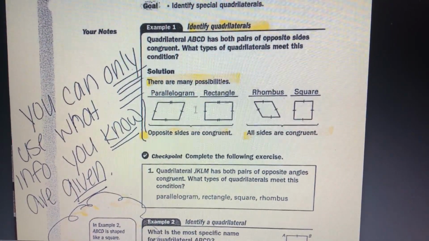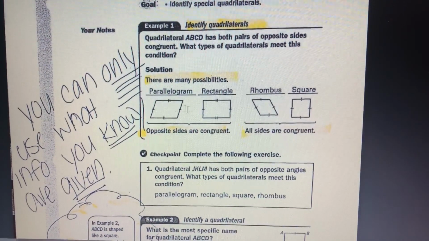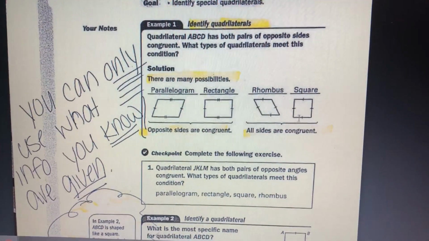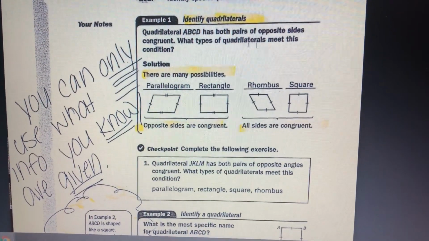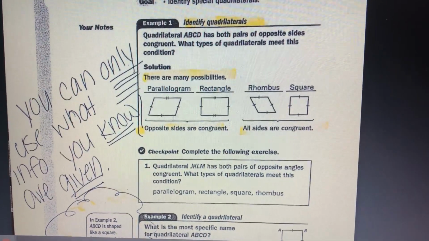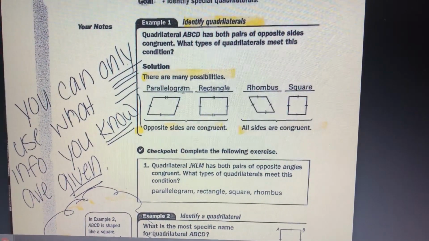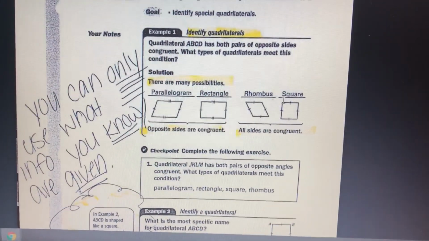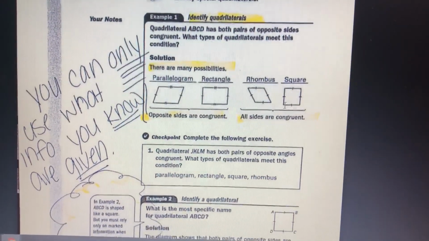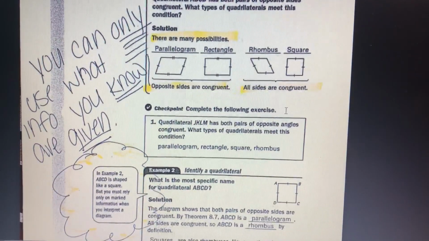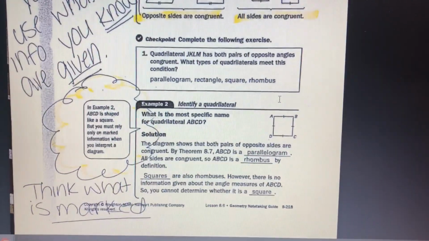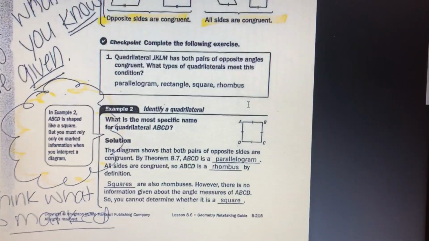There's many possibilities. Our opposite sides are congruent in a parallelogram, in a rectangle, but in a rhombus and square, all of our sides are congruent. That means our opposite sides are as well. So this quadrilateral ABCD could be a parallelogram, rectangle, rhombus, or square, any of those four. If you see my note over here, it says you can only use the info that's given. What is marked, or what does the problem tell us?